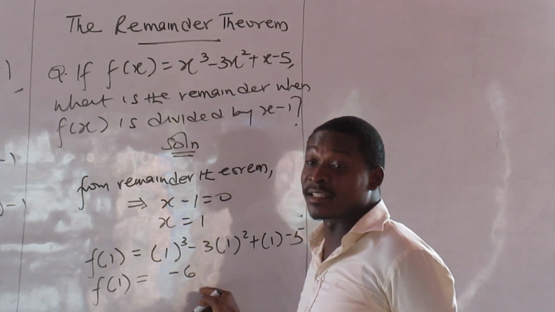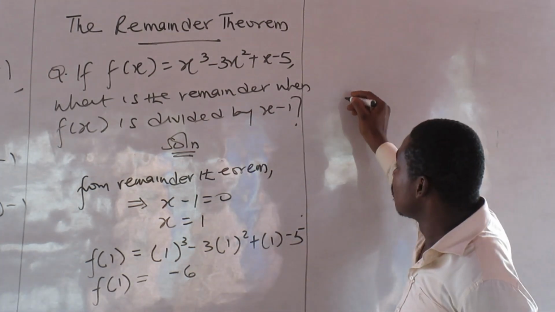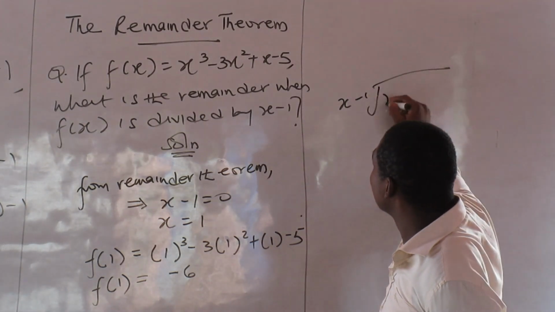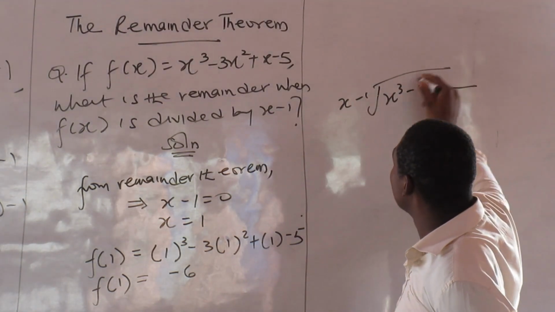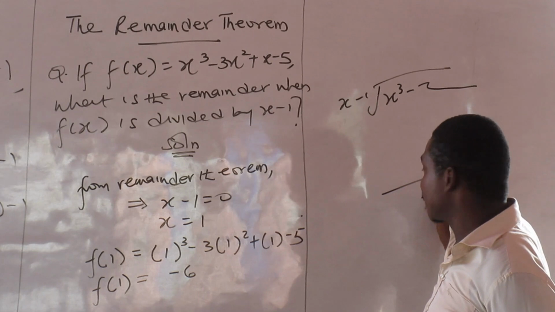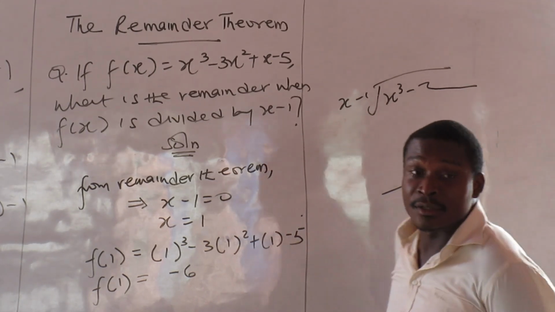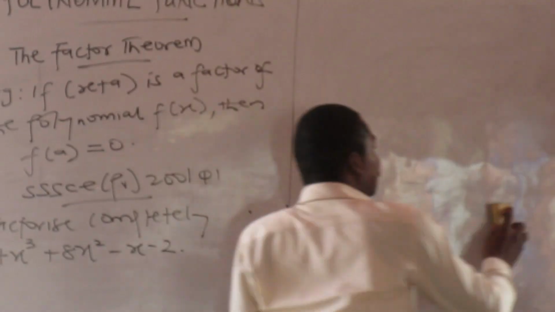If you're not so sure of yourself, you can use the long division method. You solve it using the long division method like this. You get negative 6 as a remainder here. Okay? Good. Welcome to the remainder theorem.